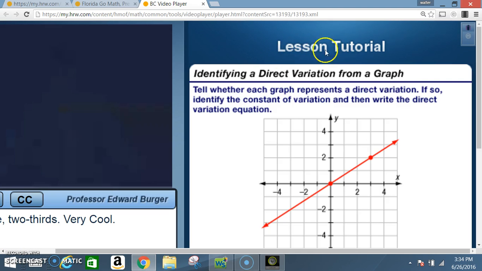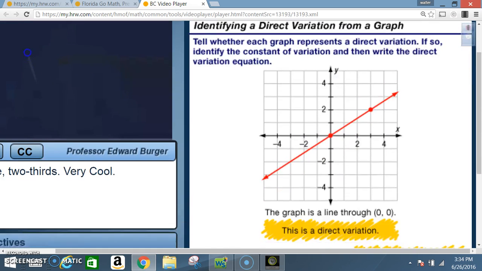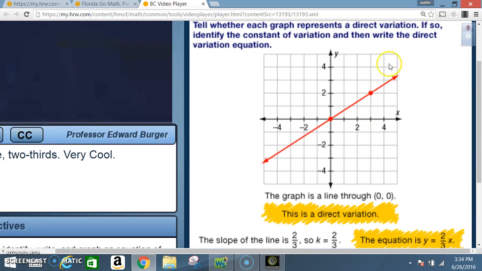All right, let's do a quick lesson tutorial, a quick review. We are identifying a direct variation from a graph. The main thing you've got to realize is if the graph goes through 0, it is direct variation. If it goes through 0, that means it's direct variation, and it means it's proportional. If the graph does not go through 0, it's going to be non-proportional. It may be linear, but it's going to be non-proportional.